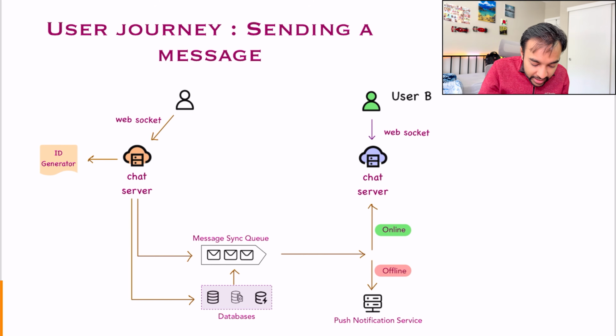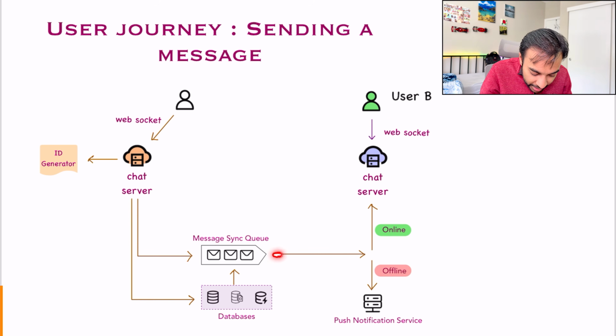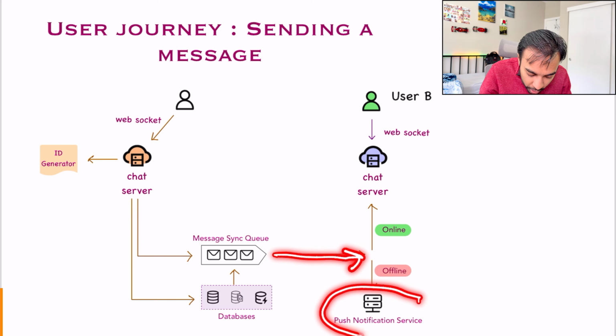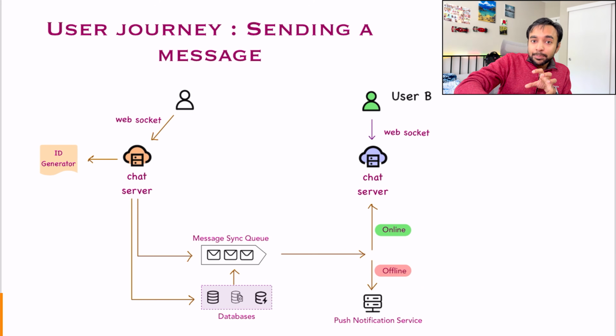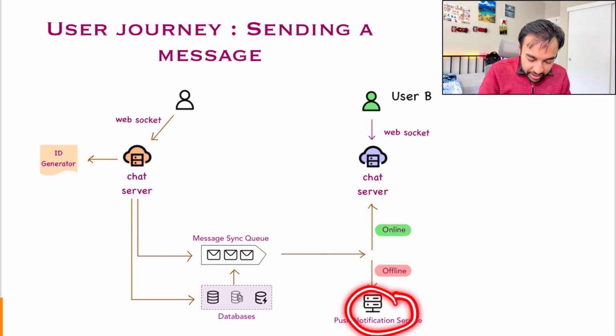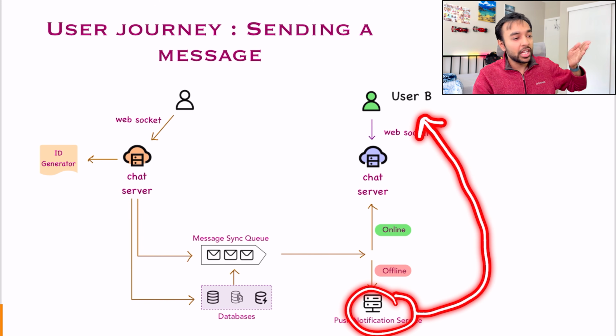If in any case this user B, let's say, was offline, so what will happen? This message queue will notify the push notification service that, okay, this particular user B has some incoming messages. This push notification service will now send a notification to user B. And based upon the operating system, you can decide, okay, this is how I want to send a notification.